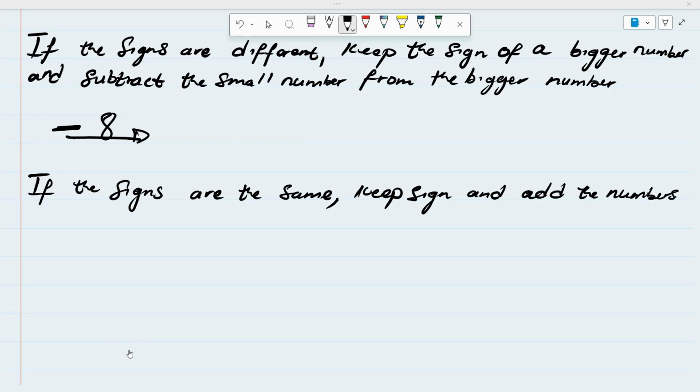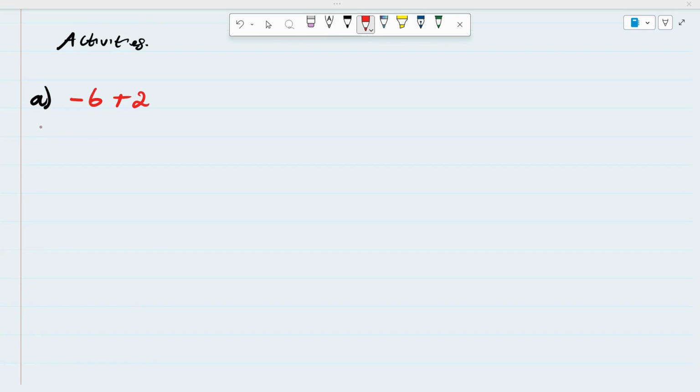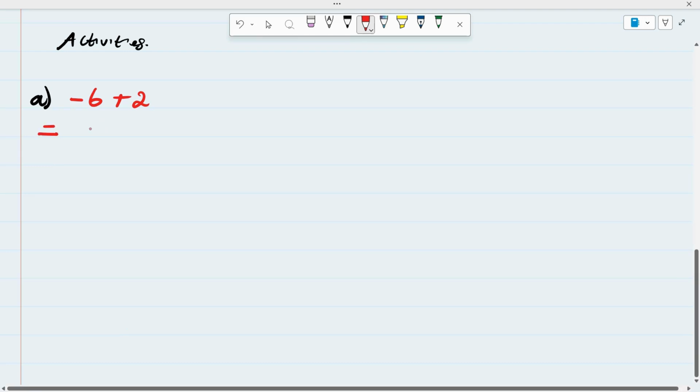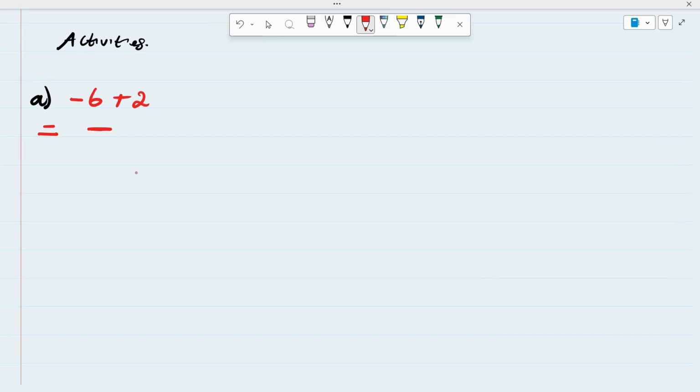Let's try these activities together. So as for A, we can see that the signs are different. And if the signs are different, we take the sign of the bigger number. In this case, the bigger number is 6, and it carries a negative. So we take a negative sign. Then what we do with the two integers is we subtract the smaller one from the bigger one. So it's 6 minus 2. Then we get 4. -4 is our final answer.